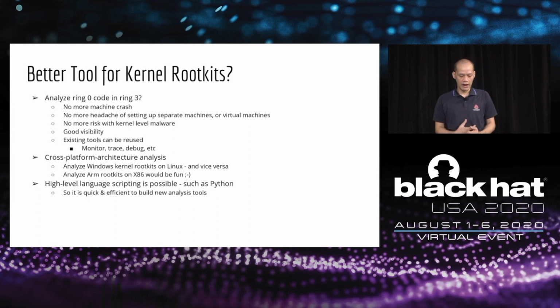We also want to analyze kernel rootkits in cross-platform and cross-architecture ways sometimes. For example, it would be very nice if you can analyze Windows kernel rootkits on Linux, and vice versa. We can analyze Linux kernel rootkits on Windows. That would be even better. And we also want to analyze, for example, ARM kernel rootkits on an x86 machine, and if we can do that, which is very nice.